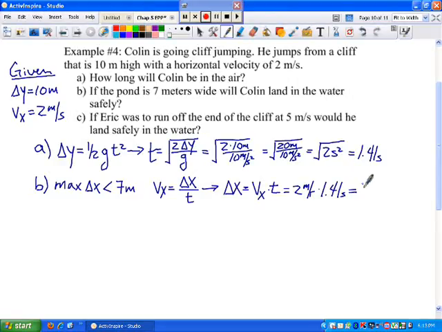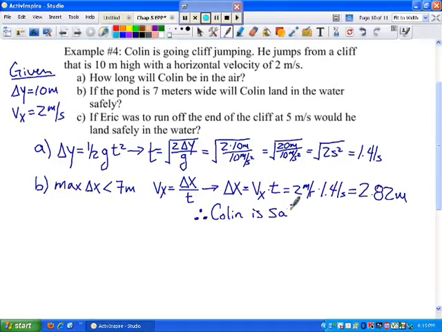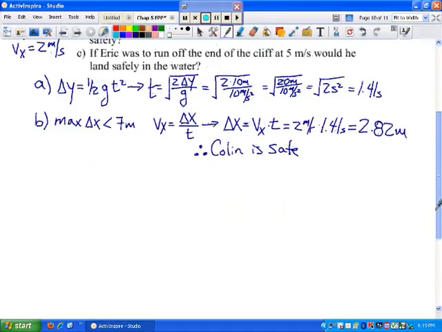Doubling 1.41 seconds gives us 2.82 meters as the total range for which Colin traveled. Therefore, we can safely determine that Colin would have landed safely in the water, since 2.82 meters is less than 7 meters.